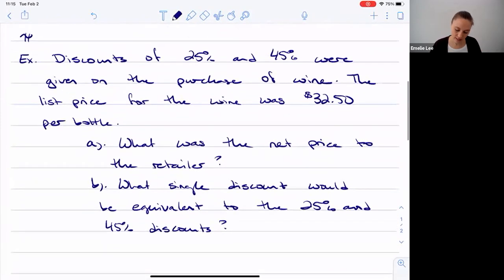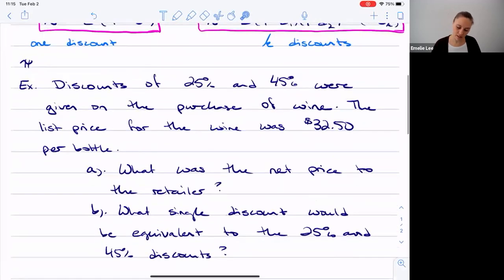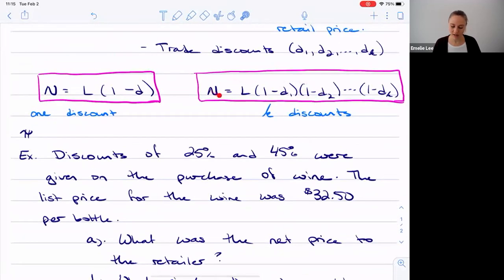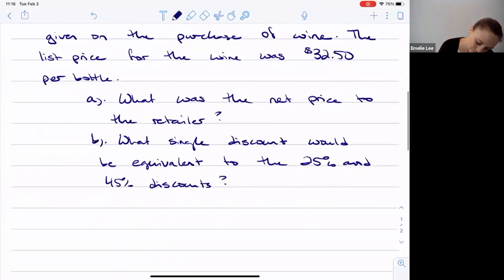Okay, so like I said, ultimately what we'll be building up towards is a question like this, right? What single discount would be equivalent to the 25% and the 45% discounts? What you would find is that you would need to find the net price in order to do that. Here we're going from 2 discounts to 1 discount. We can rewrite this with just 2 discounts, and then we want to morph it into just 1 D, right?